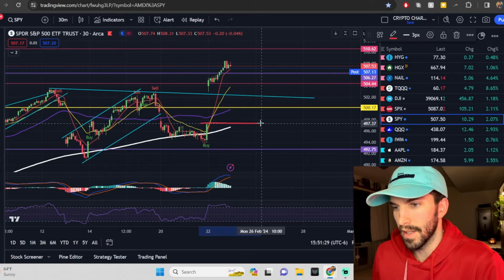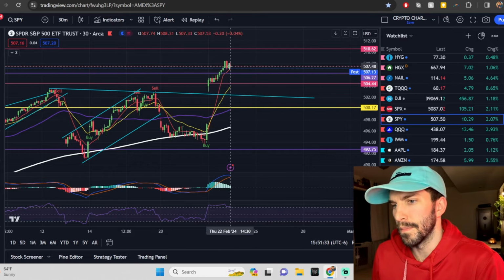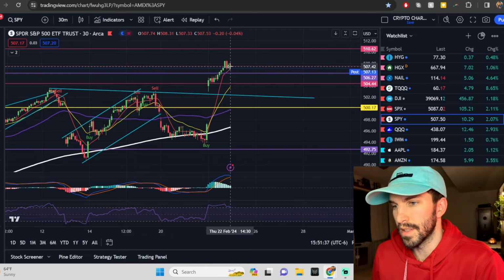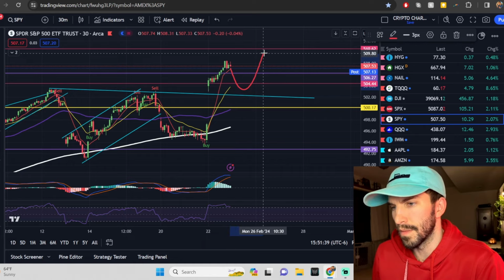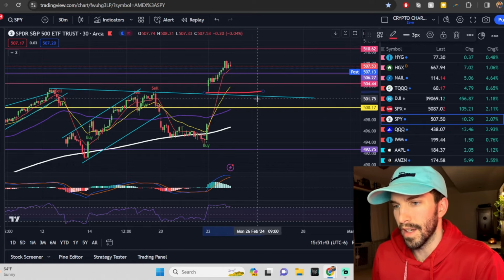Okay, so we left behind a gap. This part here is going to be really important. If we do break down, really pay attention to that gap support in here, because if we see some kind of quick drop down and then we push back up, we really just want to watch this MACD. See if we're able to hold at this support here.